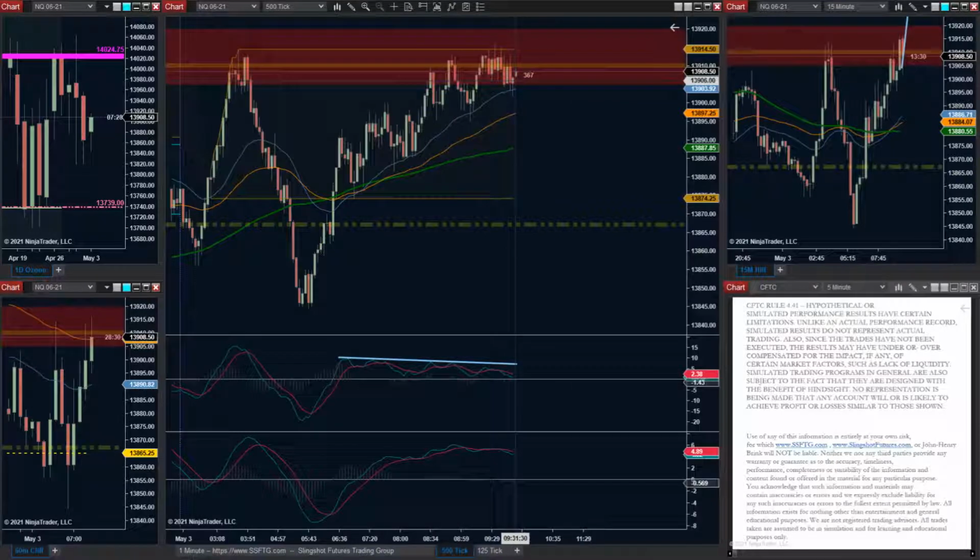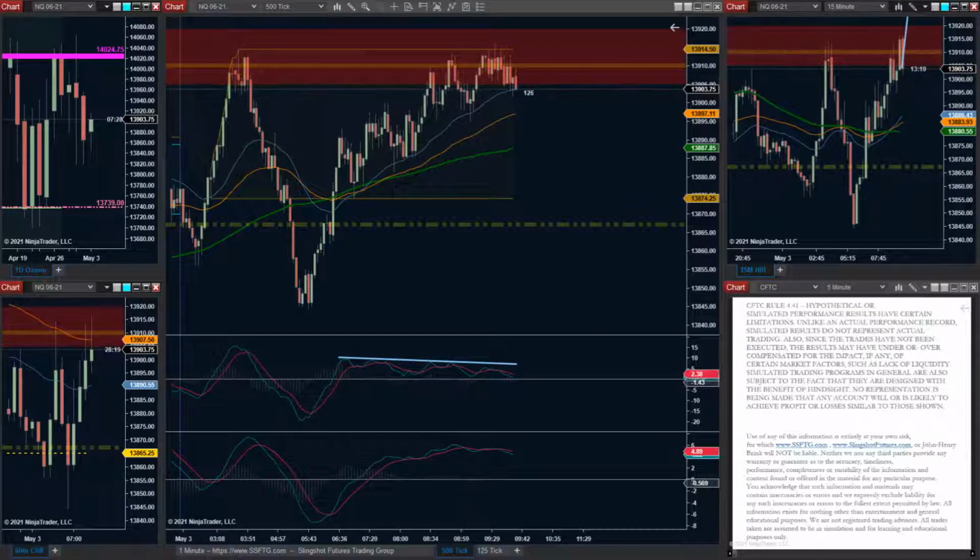Bulls trying to hold the low side of this. Remember, we are deep in a red zone right now. Sellers trying to push back. Market's just kind of hovering. There's not really much happening.